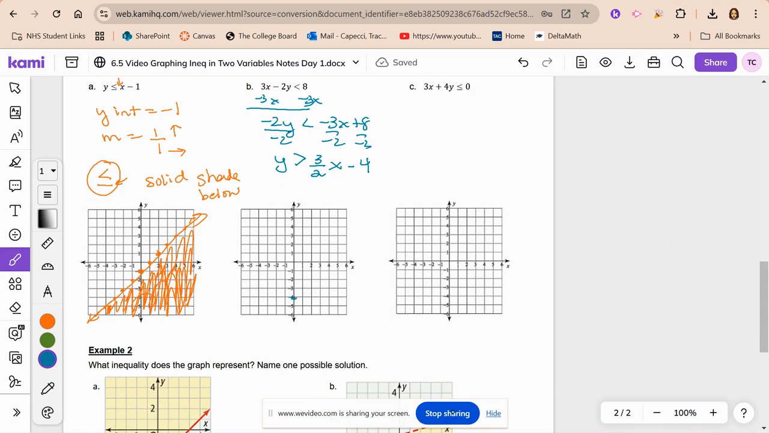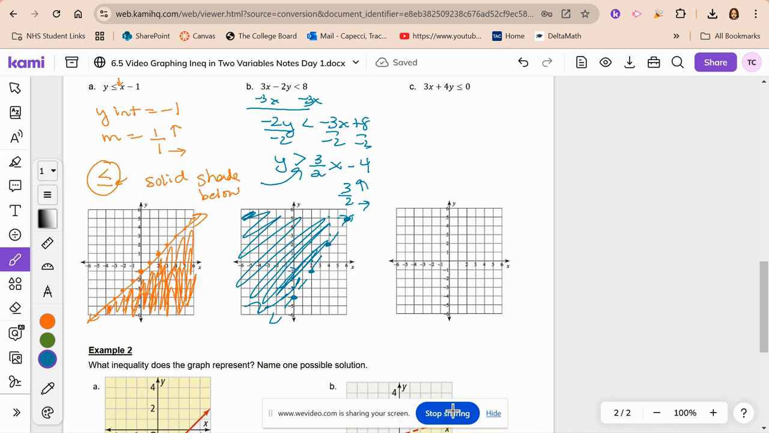Okay, so I'm going to start at -4. My slope is 3 over 2, right? They're both positive, so I'm going to go up to the right, up 1, 2, 3, to the right 2. Up 1, 2, 3, to the right 2. I'm going to keep going. Now I have greater than, so that's going to be a dashed line, and that's going to be a shade above. Again, the solution here is anything in that shaded region, but I'm not including the dashed line, but everything right up to the dashed line is a solution.